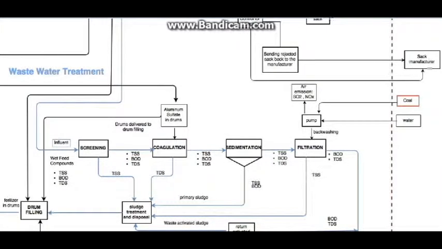Coagulation. Coagulation removes dirt and other particles suspended in water. Aluminum sulfate is added to water to form tiny sticky particles that attract the dirt, making it heavy. The drums used for the aluminum sulfate are sent to the drum filling process.